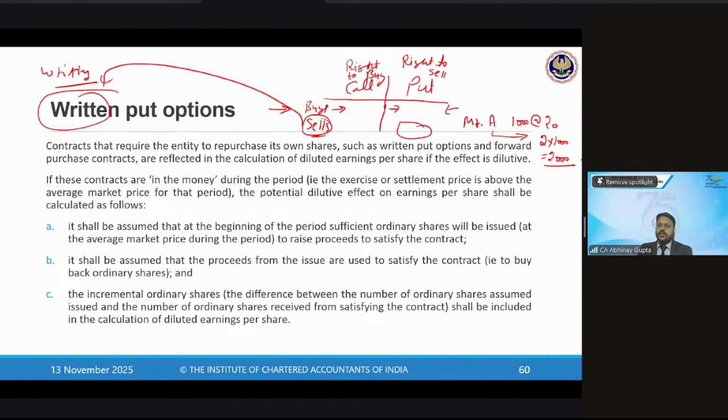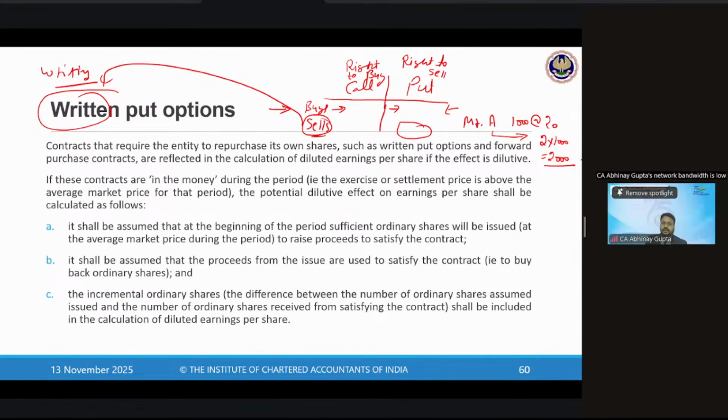This is how call and put options work in the market. If you ever got a chance to see how they operate in the market, did you see any call options, put options by any chance? Yes, no?